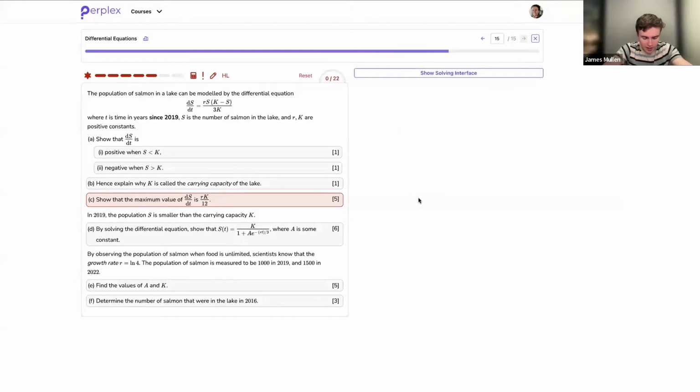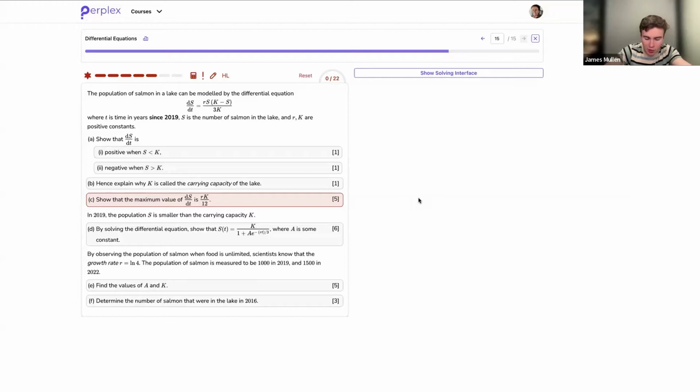Now, in part D, I want to solve the differential equation to show that s of t is equal to k over 1 plus a to the e to the negative rt over 3, where a is some positive constant. And it's important to note that we're told that in 2019, the population s is smaller than the carrying capacity k, which means the population should be increasing up to that maximum and not decreasing down to that maximum. Now, let's start by solving this.